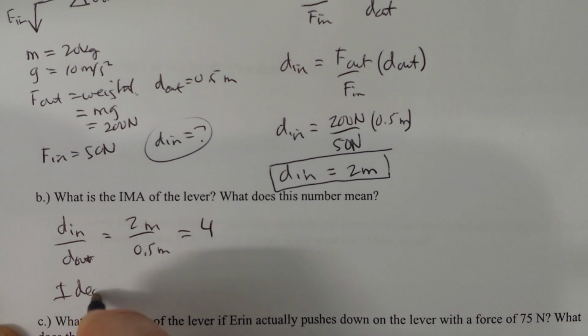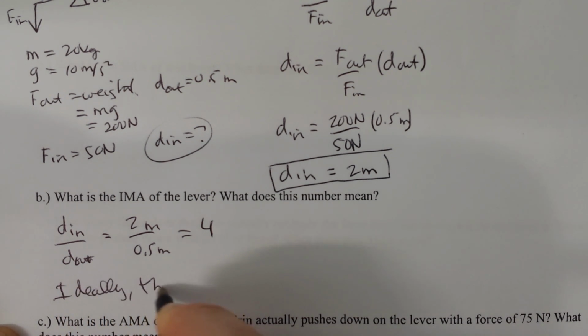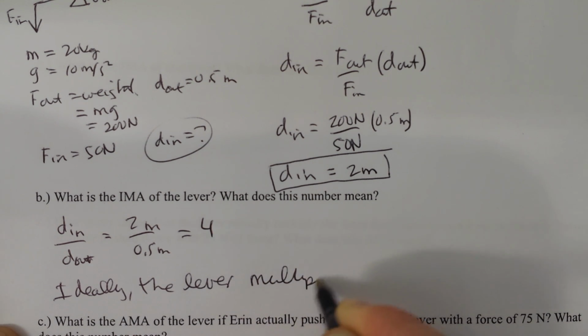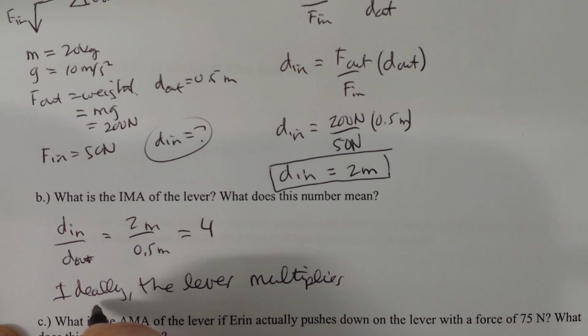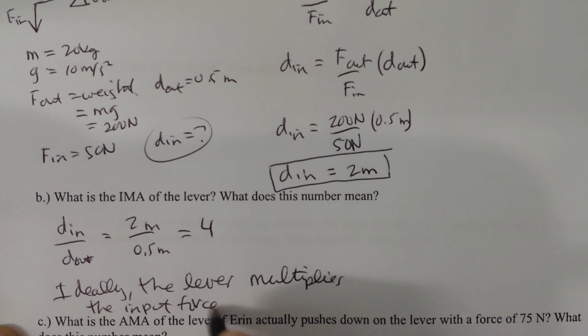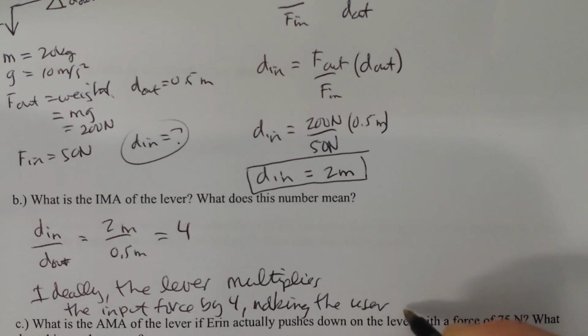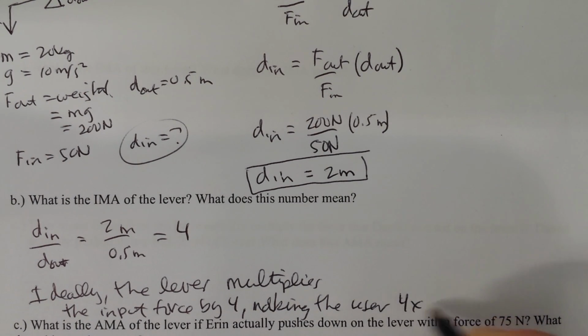What does this number mean? It means ideally the lever multiplies the input force by 4, which makes the user 4 times as strong.